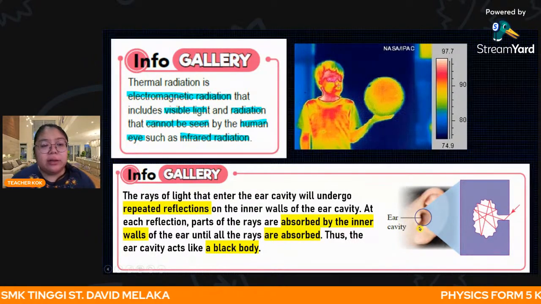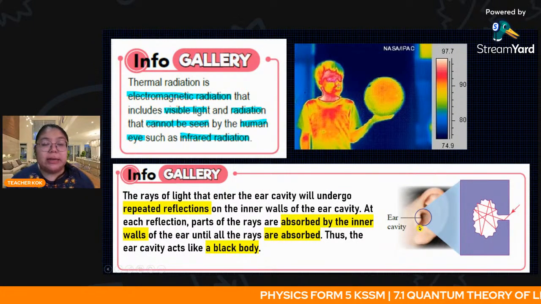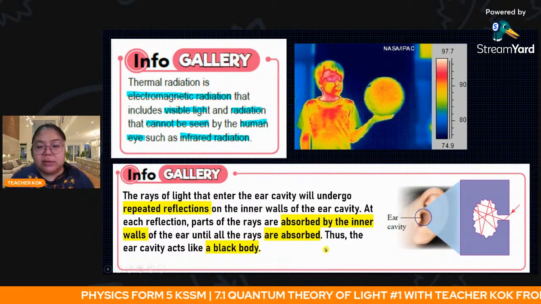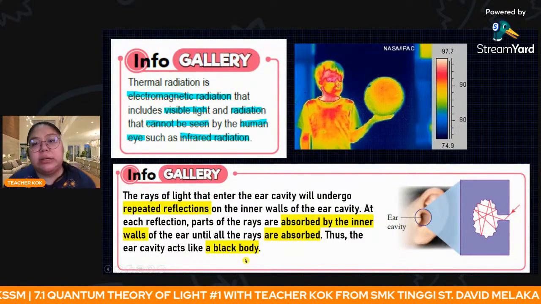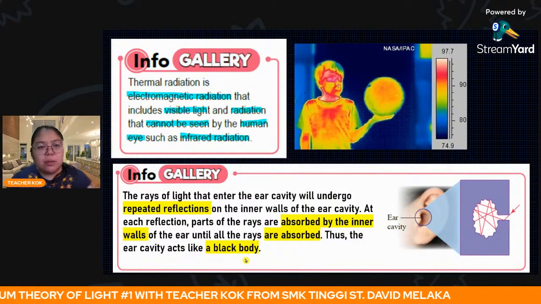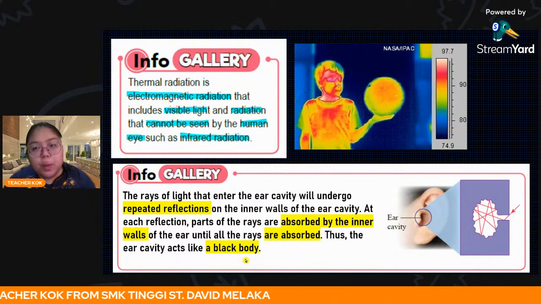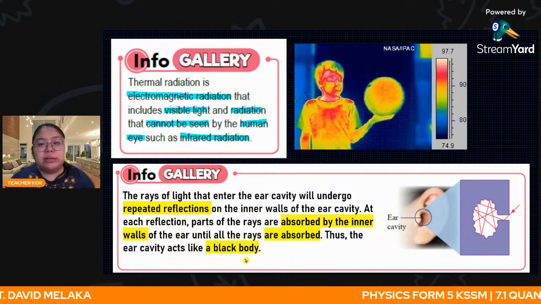For the ear cavity, when the light enters, it is absorbed by the inner wall of the ear, until all the rays are absorbed. Then the ear cavity acts like a black body, absorbing all the light that comes in. So this we call a black body. Okay, so from here we continue to see the result after they absorb the thermal radiation.